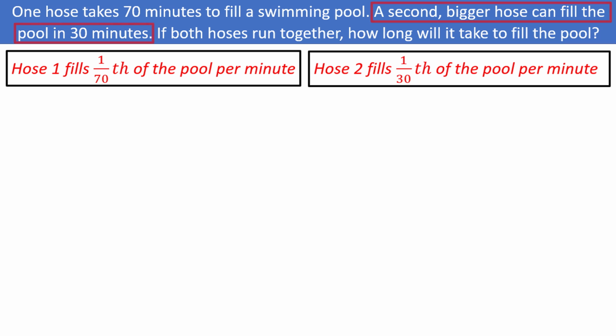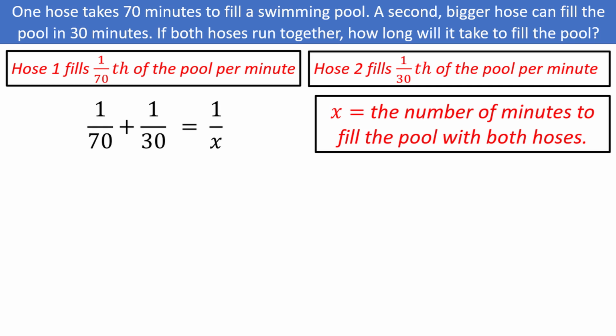These two hoses are working together at the same time, which can be expressed as the sum of the two rates. Together, we don't know how long it will take to fill the pool. So we say in 1 minute, the combined two hoses can fill 1/x of the pool, where x is the number of minutes it would take to fill the pool with both hoses together. Now we have the equation 1/70 plus 1/30 is equal to 1/x.